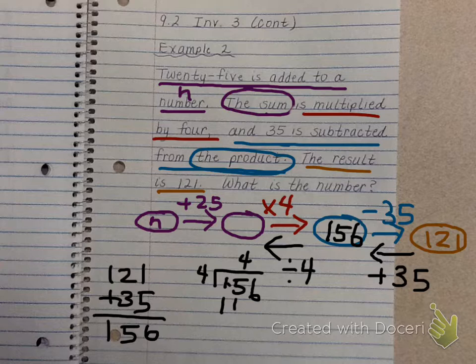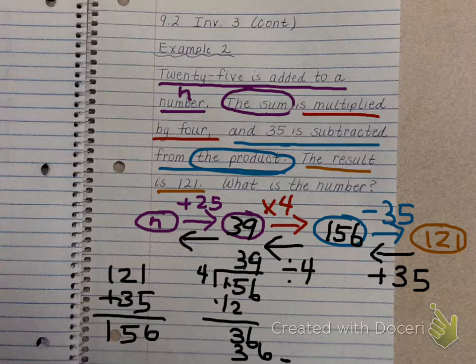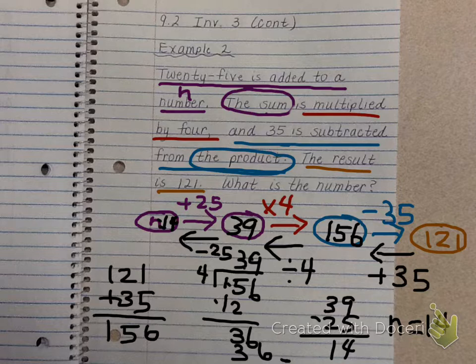Whoops. Let's go back and fix that. And again, I'm running out of room here, but you see we'll get 39. So I have a 39 in this oval. And finally, going back, I'm going to subtract 25, and 39 minus 25 gives me 14. So my solution is n equals 14.